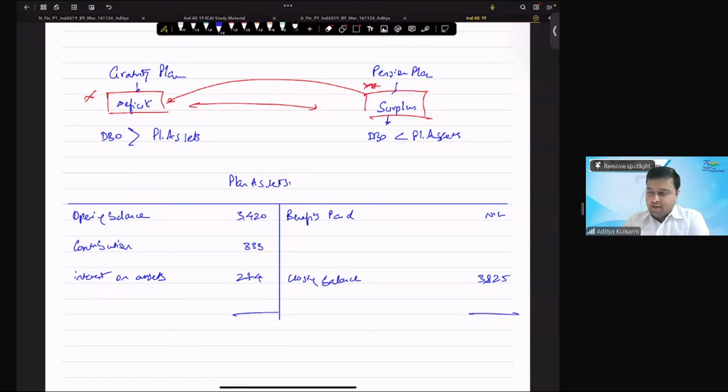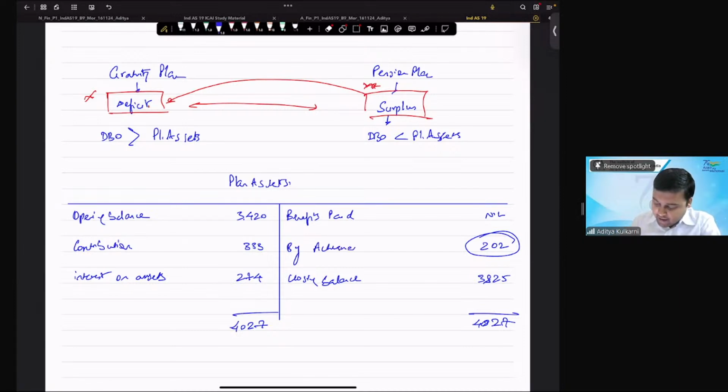3,420, 333 plus 274. Minus 202. Minus 3,825. 202, I am getting a credit as a balancing figure. Yes, sir. So what has this become? It has become a loss, right? Yes, sir. Because the assets' value is reducing. So by actuarial loss.